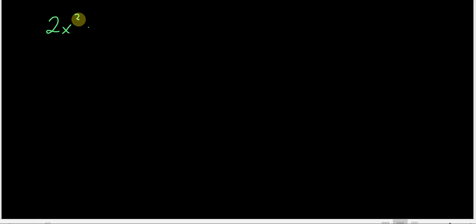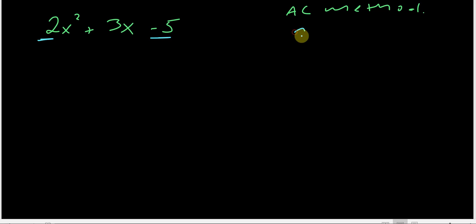let's say we want to factor this, 2x squared plus 3x minus 5. Okay, so I'm going to use, if you kind of Google and check it out, it's called the AC method. Okay? So the first thing that we're going to do is we're going to take the first term and the last, just the coefficients, and multiply those together. So 2 times negative 5 is equal to negative 10.